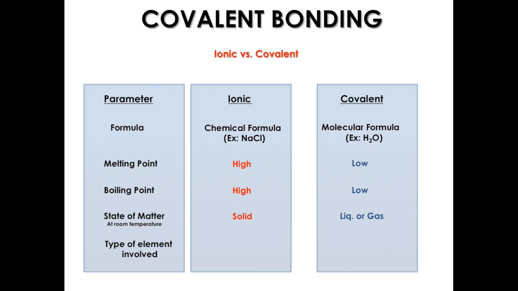Ionic compounds will be solid at room temperature, and covalent compounds will be liquid or gases. And when we want an ionic compound, we will need a metal plus a nonmetal, whereas in covalent compounds we will need 2 or more nonmetals or a metalloid plus a nonmetal.